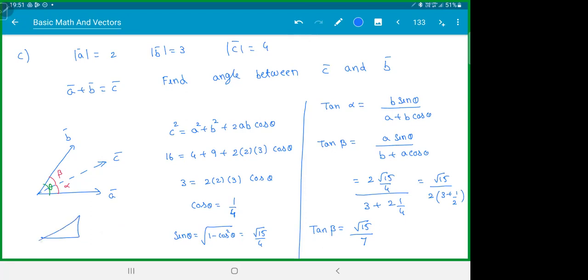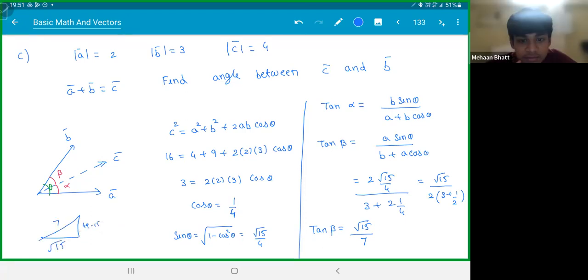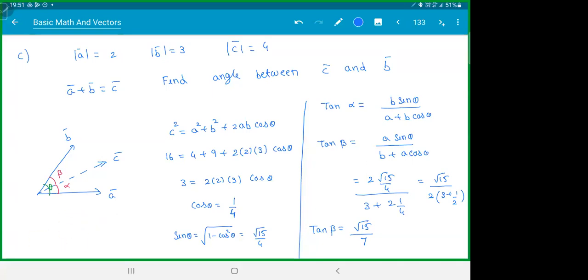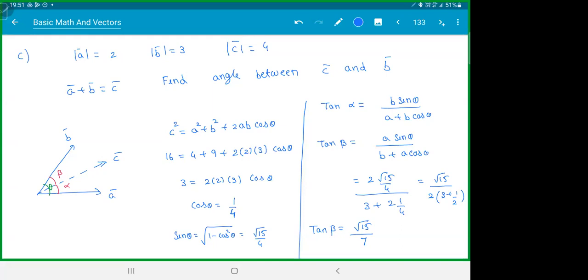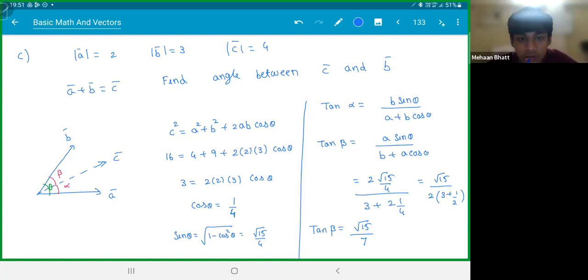Or actually, I can check this out. See, this is root 15 and this is 7. Now, how much is this? Sir, instead, vector A equals C vector minus B vector. Come again? A vector equals C vector minus B vector. And you then can do A square plus C square minus 2AB cos theta under root. You can do that. Yeah.